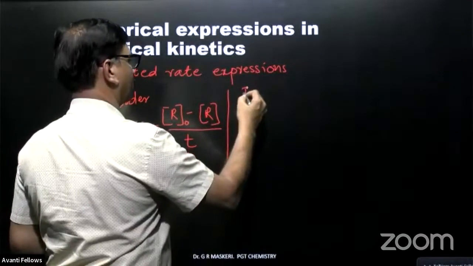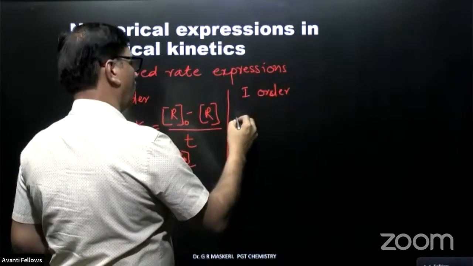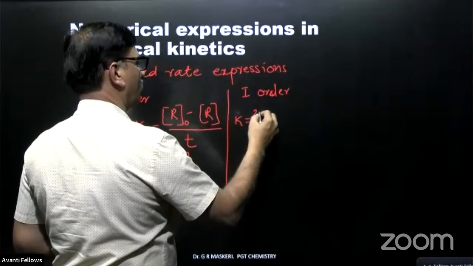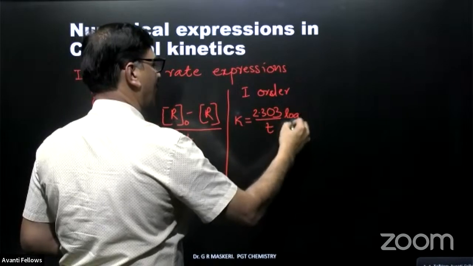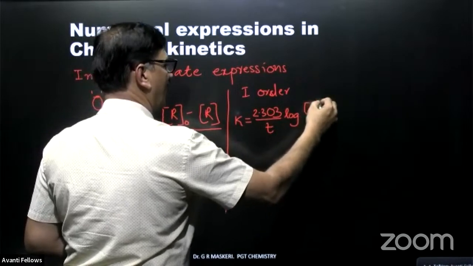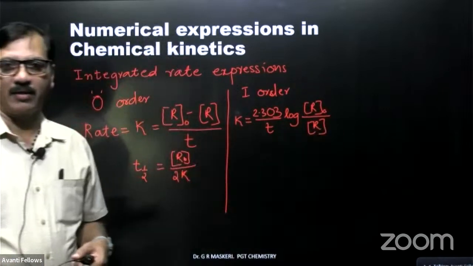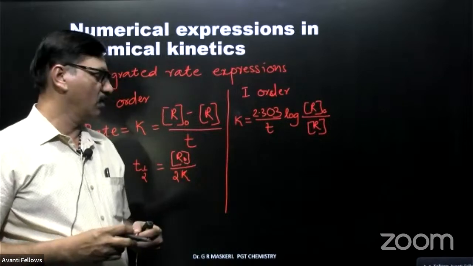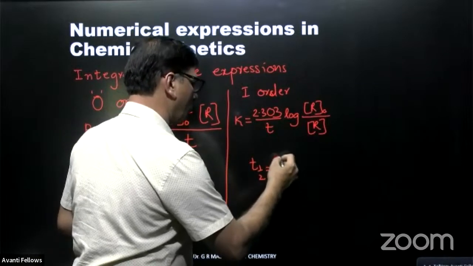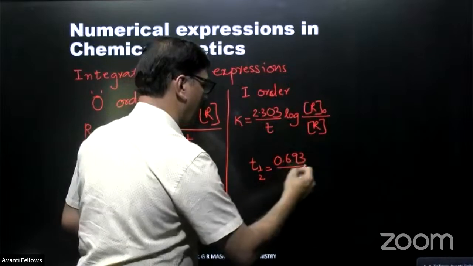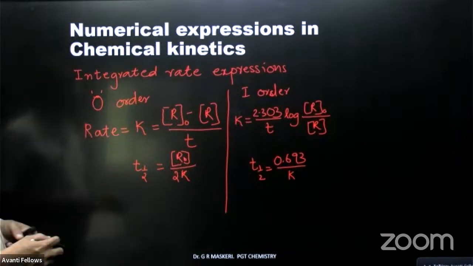For the first order reaction, we have rate constant K equal to 2.303 divided by t, log to the base 10 of R naught by R, initial concentration by final concentration, right? And t half is equal to 0.693 by K. So these are the mathematical expressions, okay?